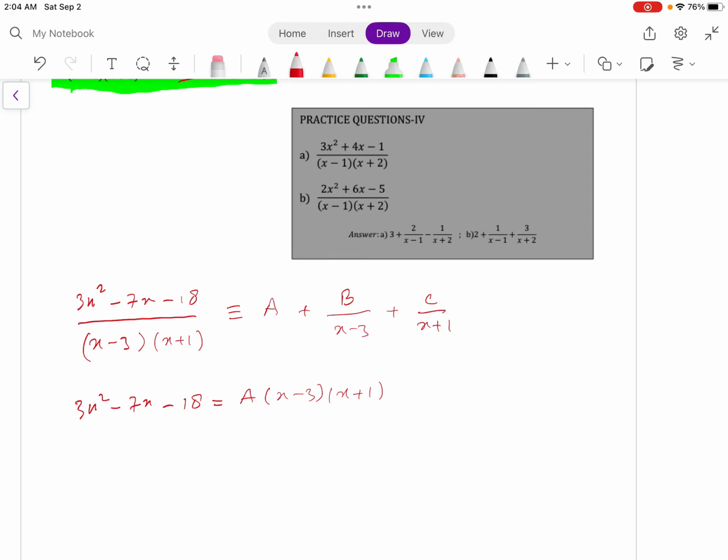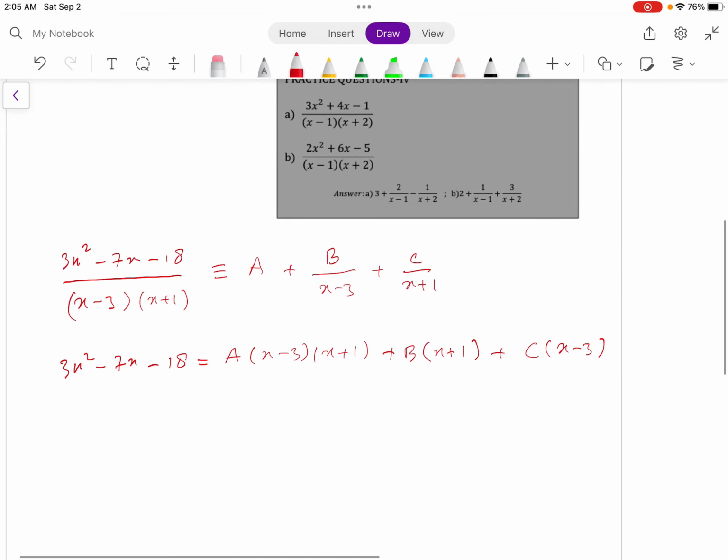If we cross multiply, we get a times x minus 3 times x plus 1, plus b times x plus 1, because the x minus 3 factor cancels when we cross multiply the denominator from the left side, and then we have c times x minus 3. Now since it's an identity, we can let any real x value. So I'm going to let x equal 3 at first.